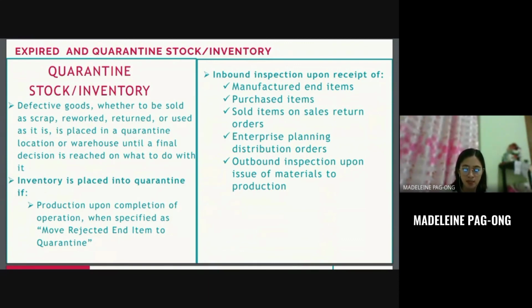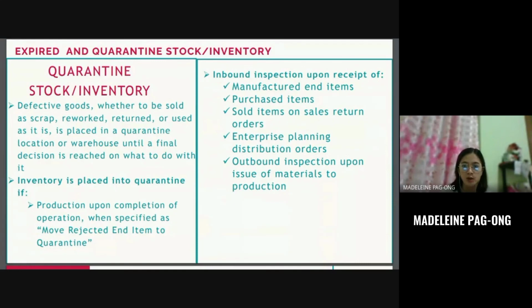Inventory is placed into quarantine if production, upon completion of operation, is specified as move rejected end item to quarantine. Inbound inspection upon receipt of manufactured end items, or the final product of a series of changes, processes, or operations, such as an industry whose end product is yarns and fabrics. Purchase items means that certain products are purchased by customers and provided by the seller. The sold items on sales return orders: a customer might return an item for several reasons, like maybe the customer bought more than they needed or bought the wrong product and found a better product.